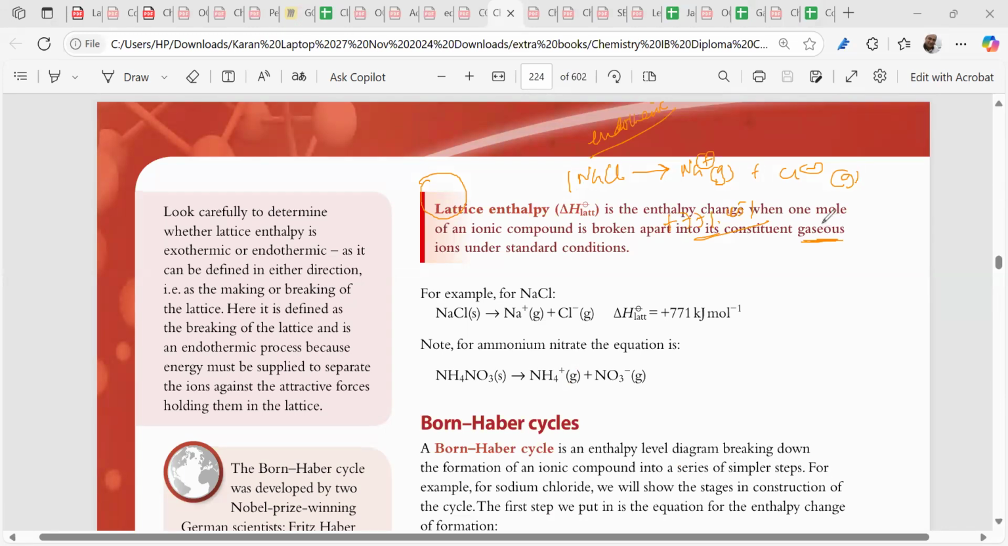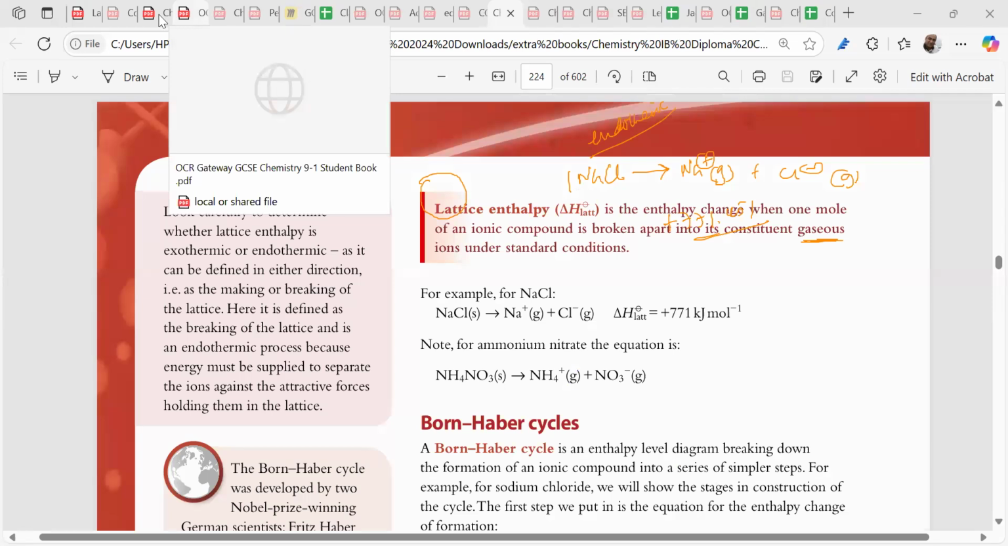Remember one thing, in your IBDP, you will have lots of questions on the definition equation. Fine. Now, what does lattice enthalpy depend upon? Lattice enthalpy depends upon two things. It will be depending upon the charge. It's very simple. It depends upon the charge.